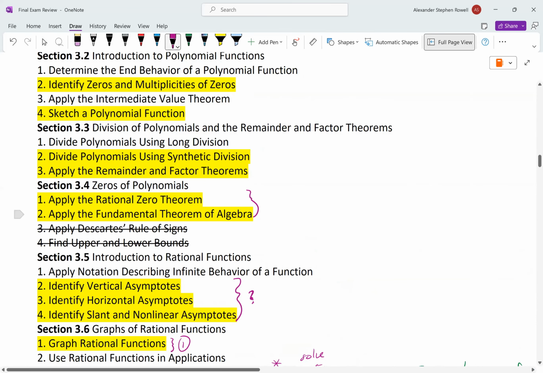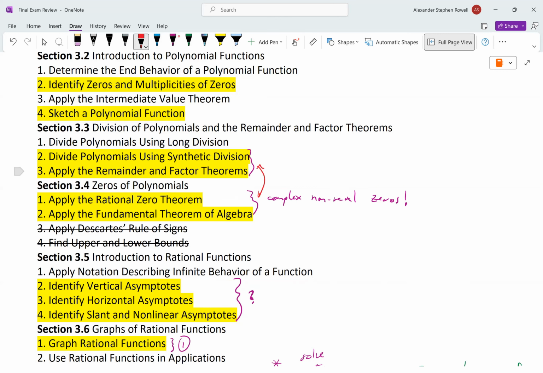Okay, I'm not sure if I did ask you to do one of these with complex non-real zeros. So that's a likely question. Can you do synthetic division with complex numbers? Yeah, so from these two, likely two questions will come from here.